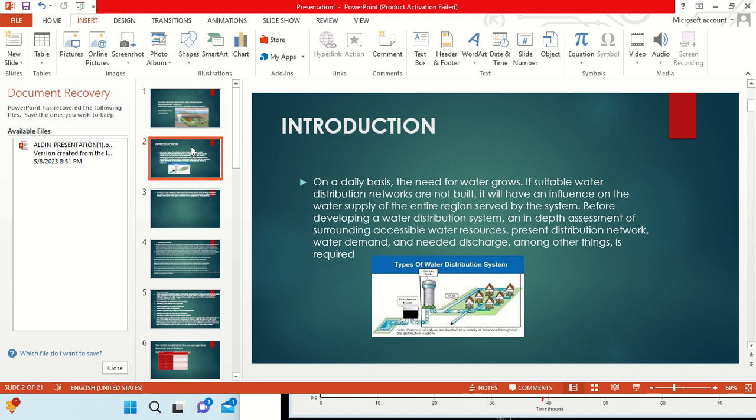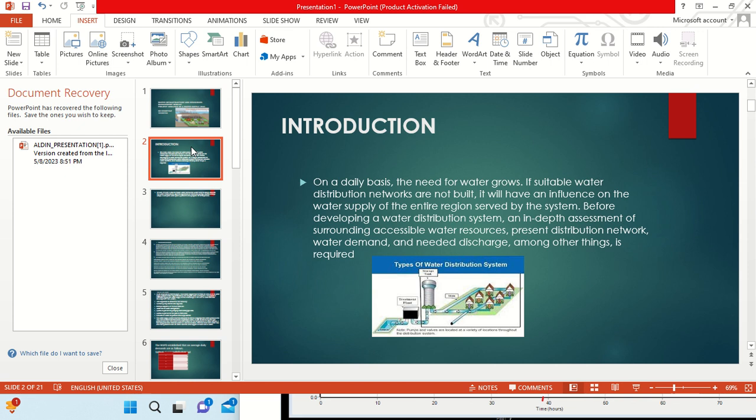The project is based on analysis of water supply, as we know that on a daily basis, the need for water grows as the population grows. If a suitable water distribution network is not built, it will have an influence on the water supply of the entire region, which can be your farm, your township, or your city.